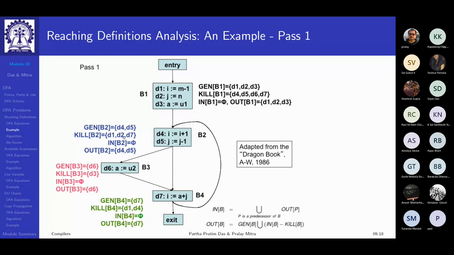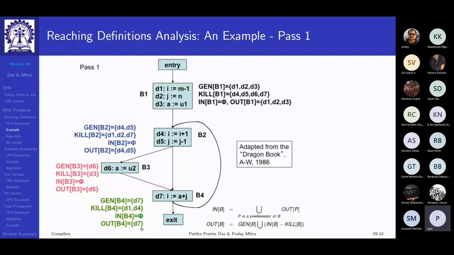At B2, the gen set is D4, D5, and the kill set is any definition of I or J, which is D1, D2, D7. The outset is the same as the gen set, D4, D5. In B3, the gen set is D6. The kill set is any other definition of A, which is D3. So the outset is also D6. In B4, the gen set is D7. The kill set will be any definition of I, which is D1, D4. And the outset is D7.